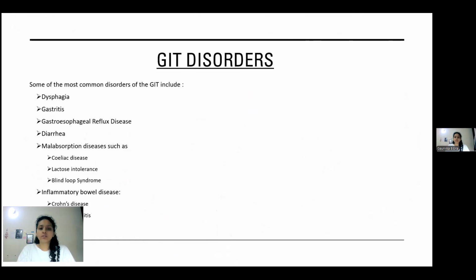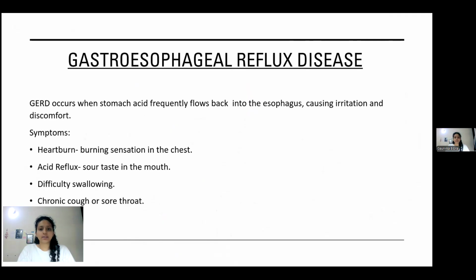Some of the common GIT disorders are dysphagia, gastritis, gastroesophageal reflux disease, diarrhea, malabsorption diseases such as celiac disease, lactose intolerance, blind loop syndrome, inflammatory bowel disease, ulcerative colitis, Crohn's disease, and amoebiasis.